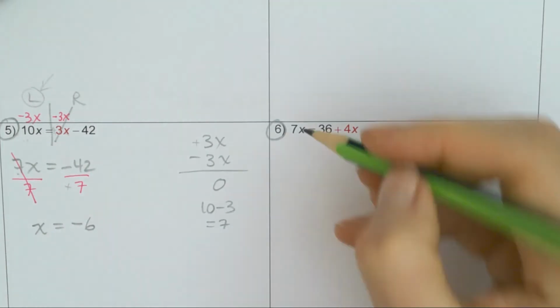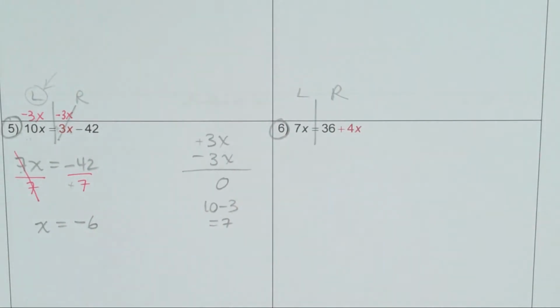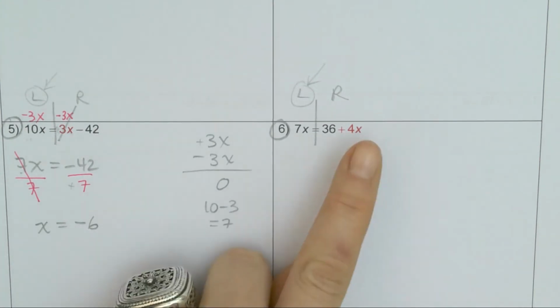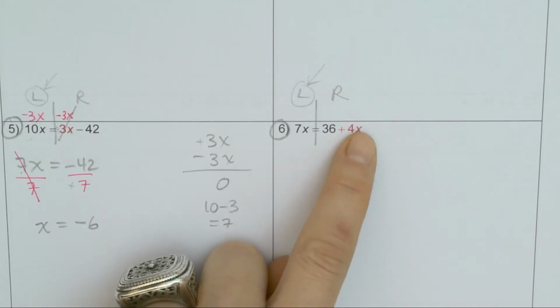Let's look at question 6. I'm going to cut it at the equal sign to make a left and a right. I want all my variables on the left. So who's on the wrong side? Who needs to move? This 4 has to move because he has a letter, he has a variable, he has x. I have to move that to the other side.